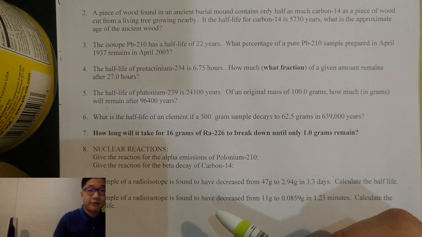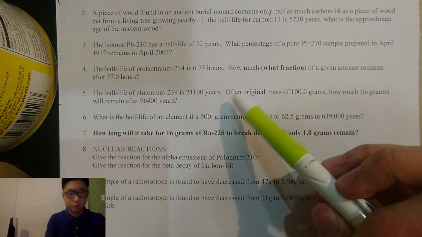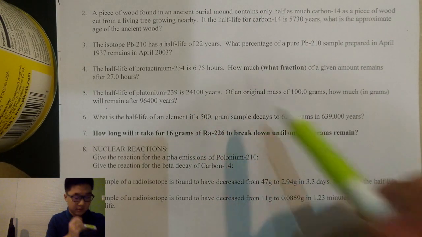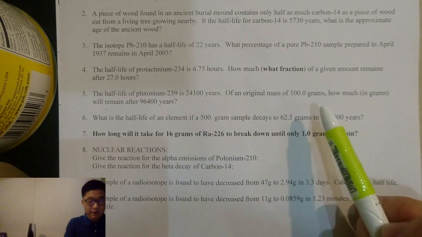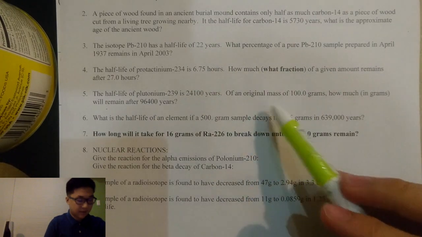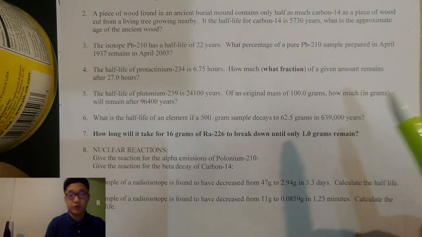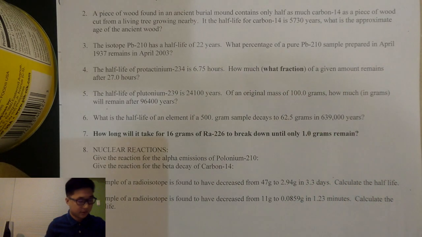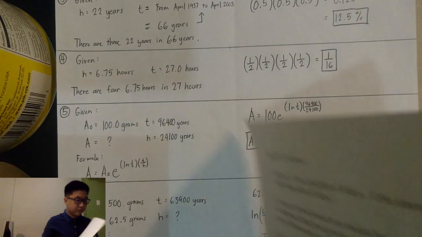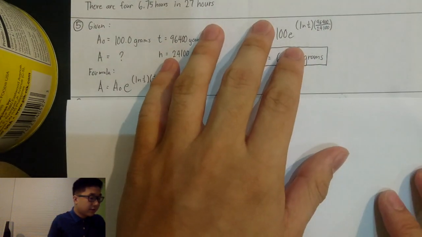Okay, question for number 5 is that the half-life of plutonium-239 is 24,100 years. The original mass of the element is 100 grams. How many grams will remain after 96,400 years? Okay, so this is number 5. Let's go to number 5.